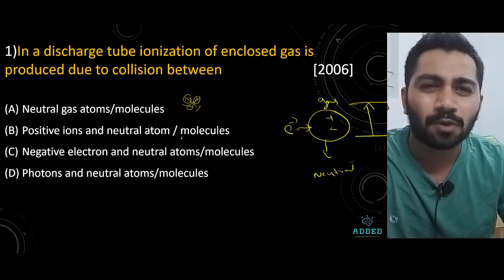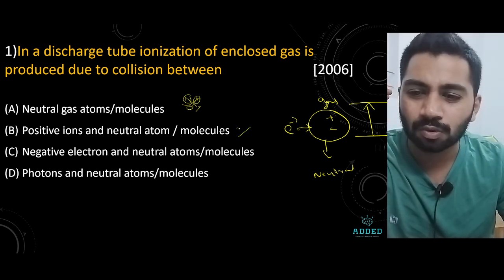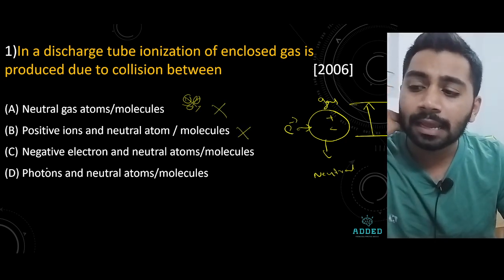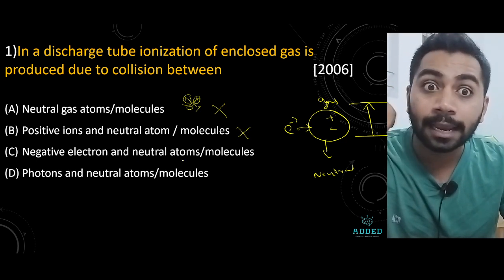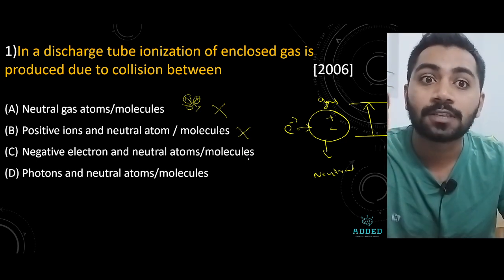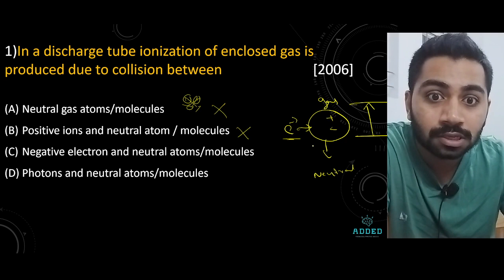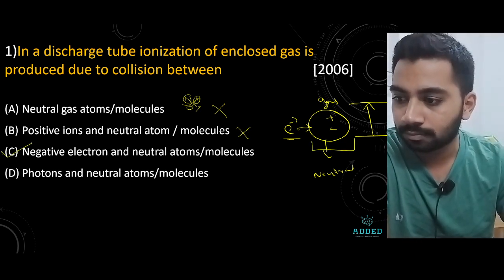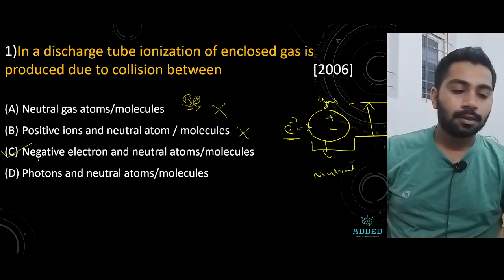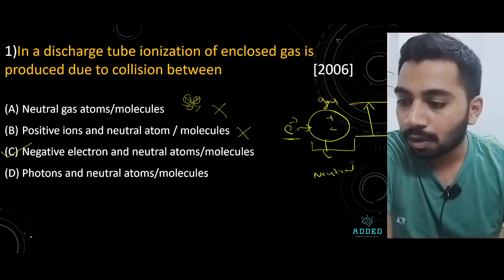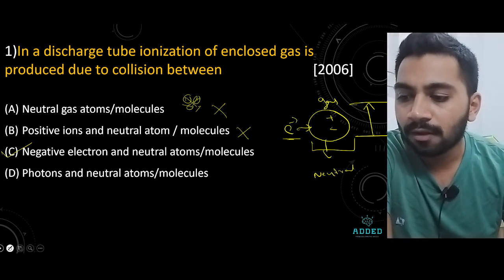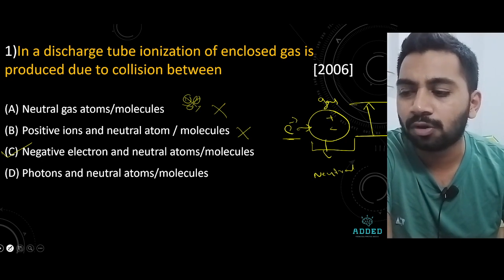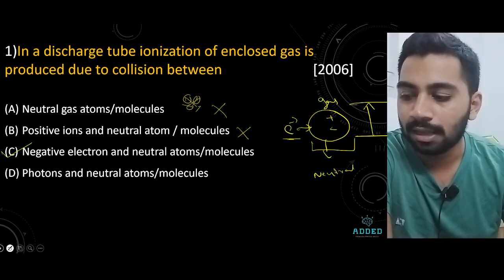Is it because of positive ions? No. This also no. Third one, negative electrons and neutral atoms or molecules. See, I said negative electrons, neutral molecule. Correct answer. Simple. Now one more. Protons and neutrons, atoms, molecules. No answer. Try to understand the question.